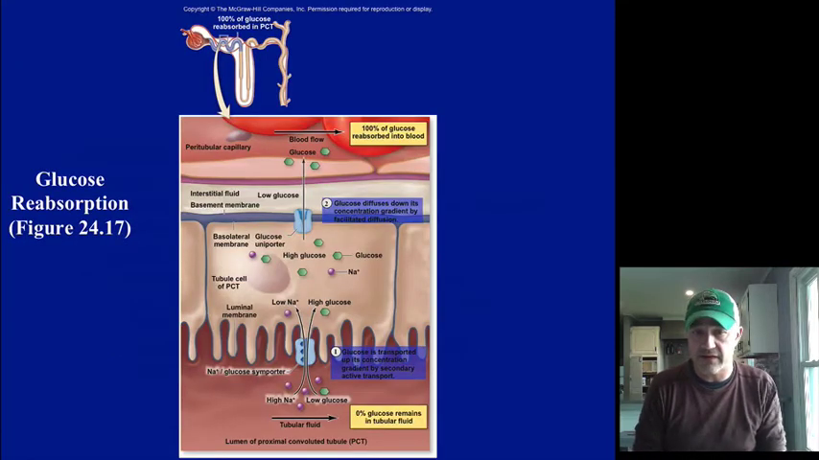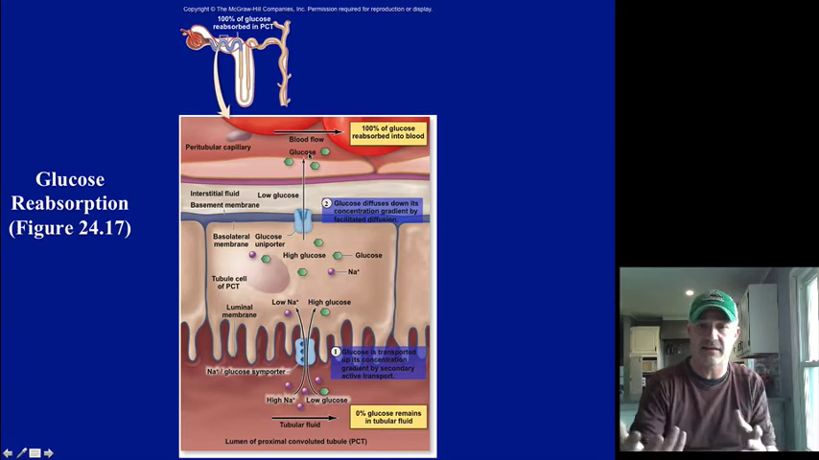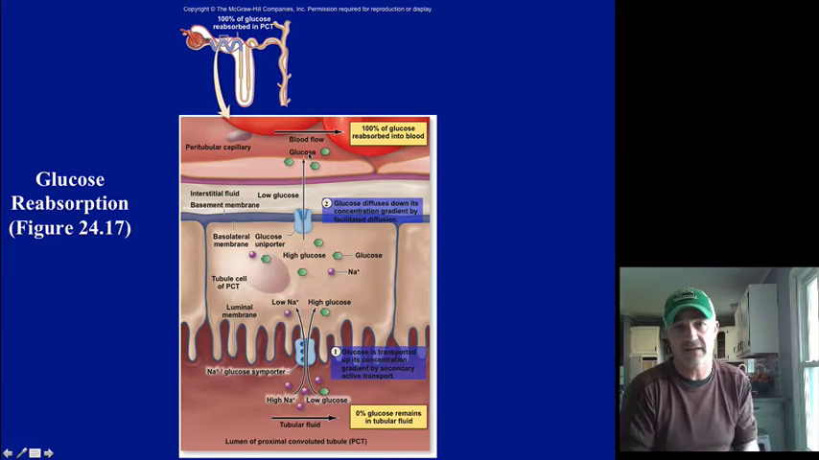And again, showing you that idea right here, using that sodium glucose symporter, we get it into the cell and then have a basolateral pump here that is moving that into that interstitial fluid, which will get taken back into the capillary.